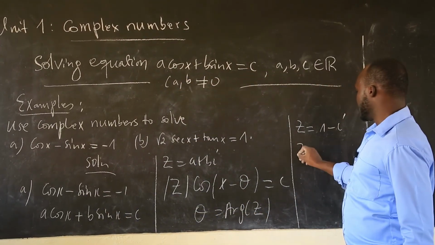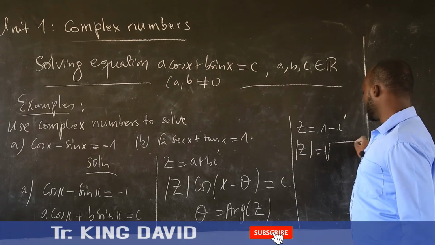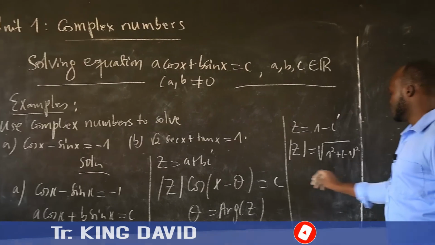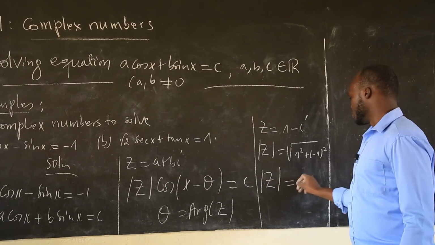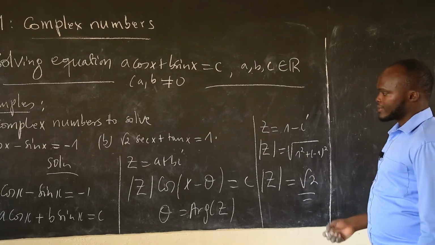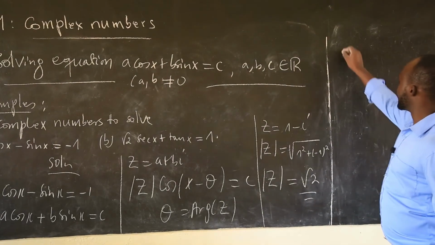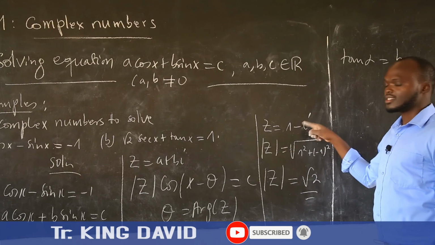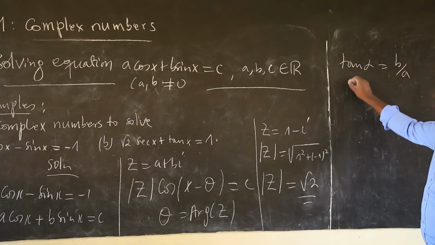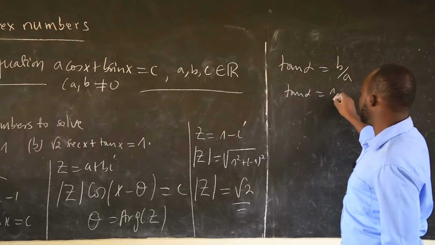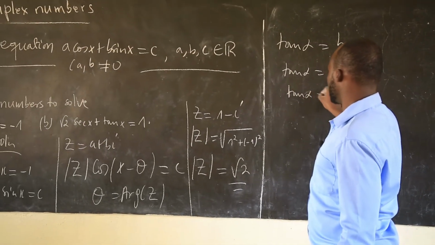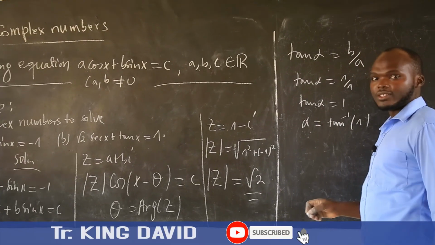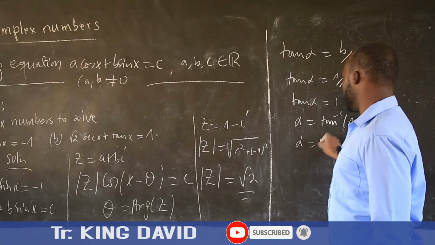So what is the magnitude of z? It is √(1 squared plus -1 squared). So the magnitude of z will be equal to √2. Now we're going to find the argument of z. We start with tan alpha, which is equal to b over a. You remember that we don't use negative signs, we use positive sign. So tan alpha equal to 1 over 1, tan alpha equal to 1. So alpha is tan inverse of 1, and tan inverse of 1 is pi over 4. Alpha is pi over 4.